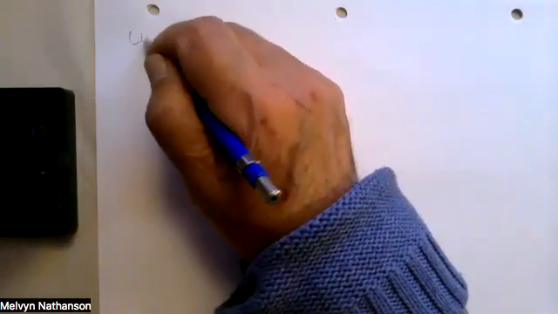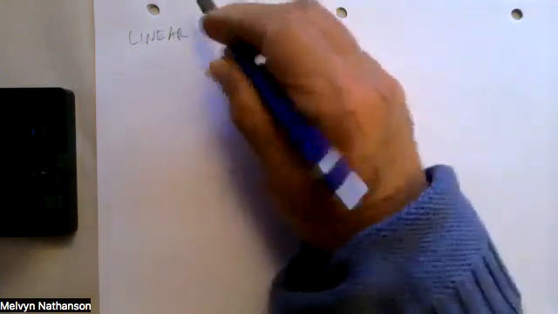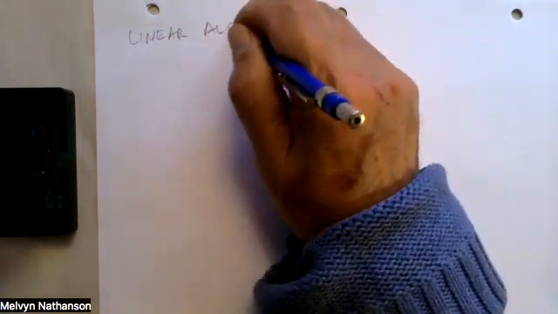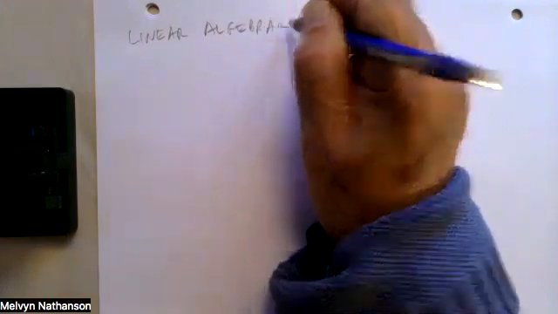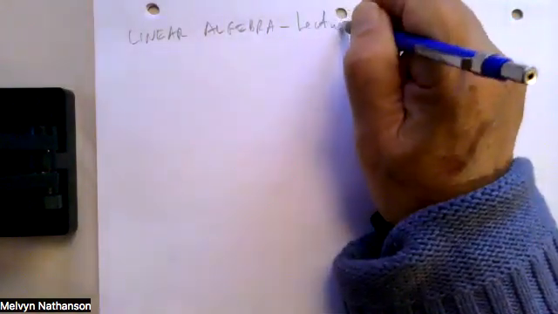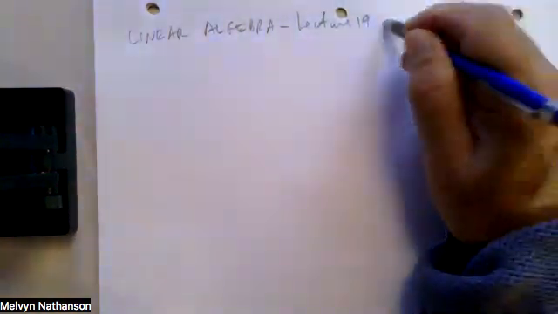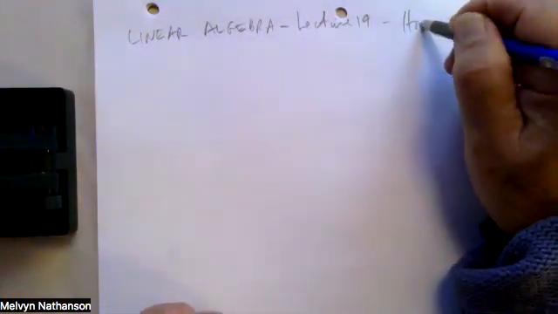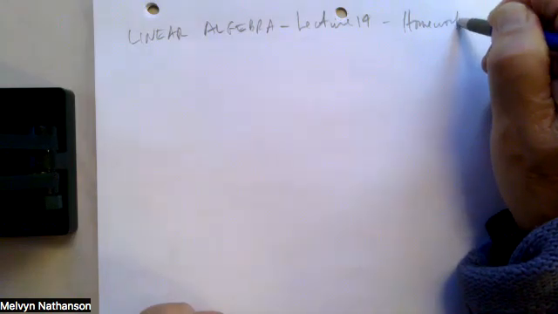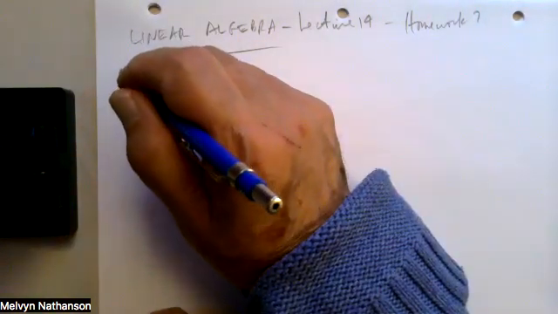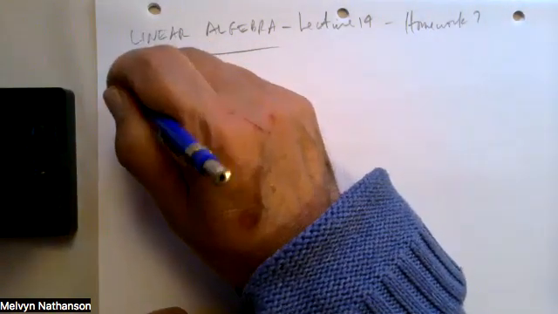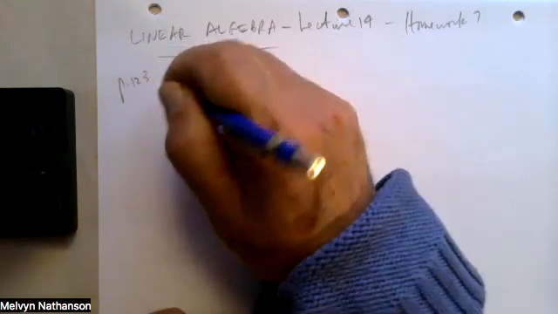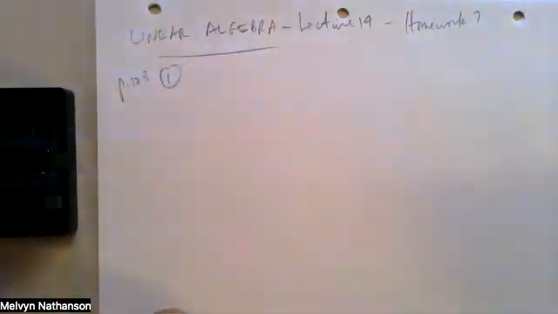Okay, this is linear algebra. Lecture 14. And I'm going to do the problems in homework number 7. So these are on page, well, the first group are on page 123. Let's look at number 1.